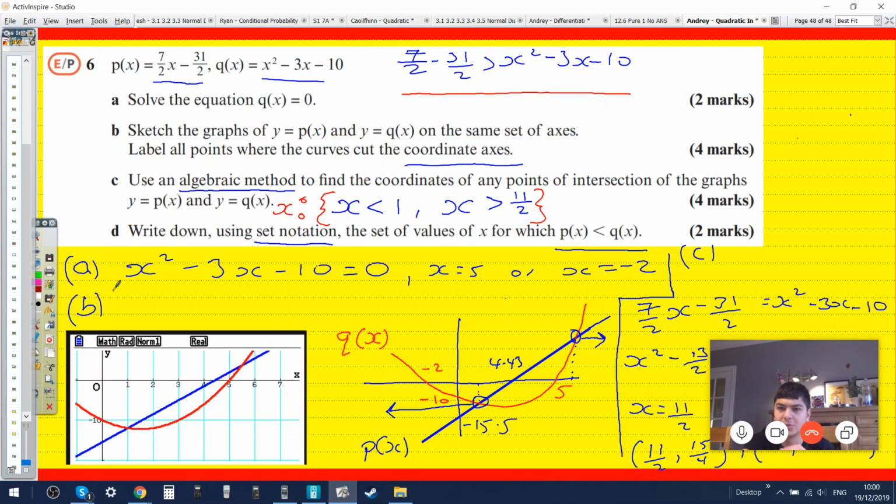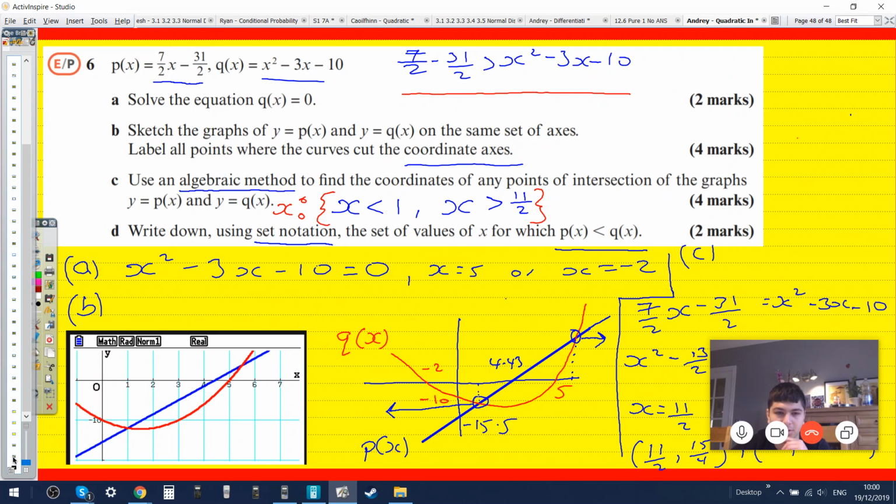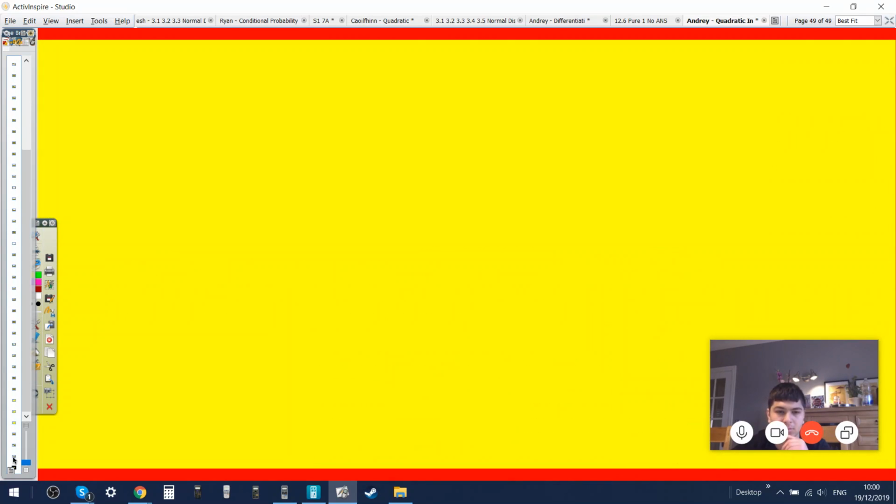If they don't ask you to put set notation, but you still put it, they'll still give you full marks, won't they? Yeah, they will. So it's better to just put set notation every time, basically. Yeah, that's a good point, actually. I didn't think of that. And yeah, that's that one.